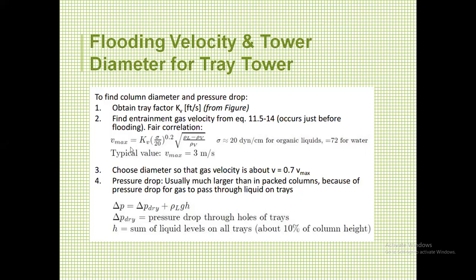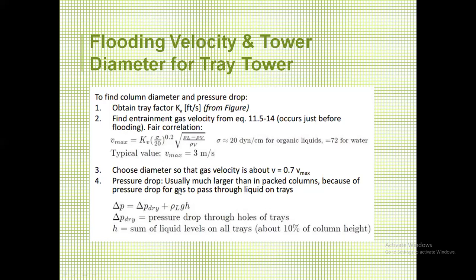So determining, class, the velocity for a tray tower, the flooding velocity using Fair correlation is this one. You also see this in John Coulson's. For organic liquids, we use 20 dyne per centimeter for the interfacial tension and 72 for water. So take note of these two values. Then you choose the diameter so that this gas velocity is just 70% of the maximum. So the computed maximum velocity here from this formula, you only multiply by 0.7 and determine the corresponding cross-section of the column using the volumetric flow rate.